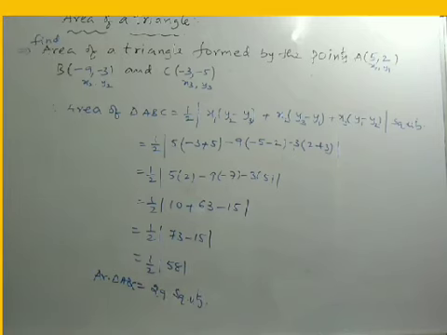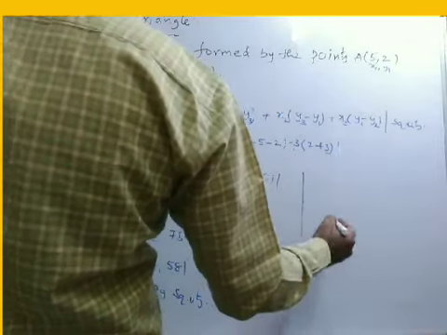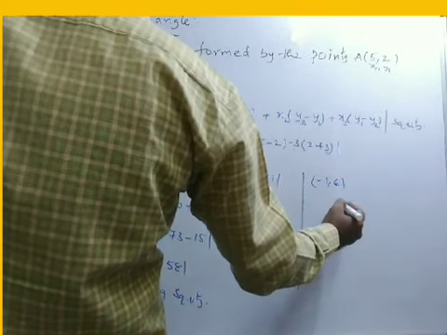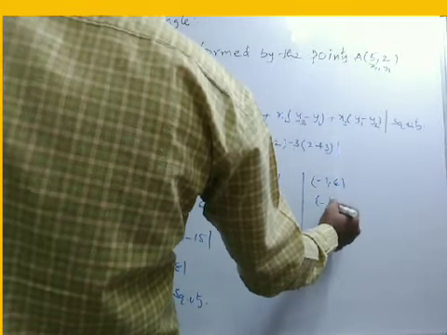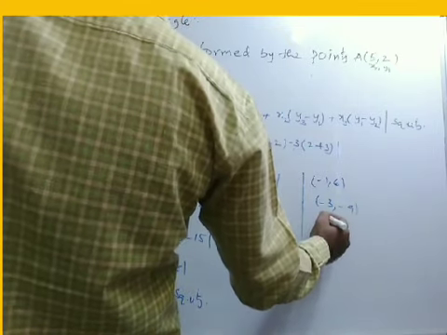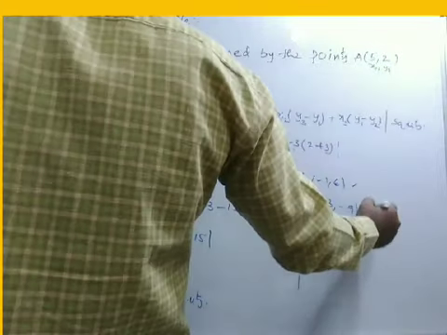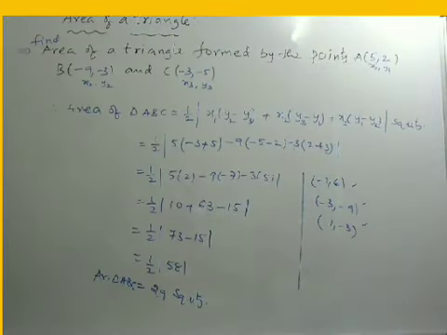Okay, so please try one more problem. Find the area of a triangle with the points minus 1, 6, minus 3, minus 9 and 1, minus 3. So this is your question. Find the area of a triangle formed by the points minus 1, 6, minus 3, minus 9 and 1, minus 3 and text me the answer.